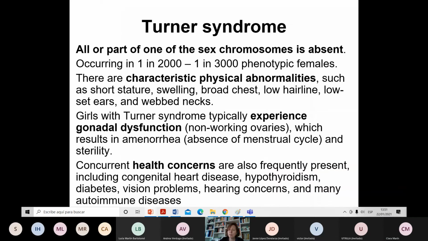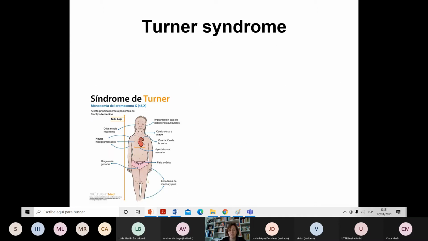This one is a little bit more complex, este sí. Turner syndrome is the one that appears when you lack the second sex chromosome. So you only have one X, but you don't have the second one. It's not so common, 1 out of 2,000 or 3,000 females. But in this case, you do show more differences in your physical appearance, okay?